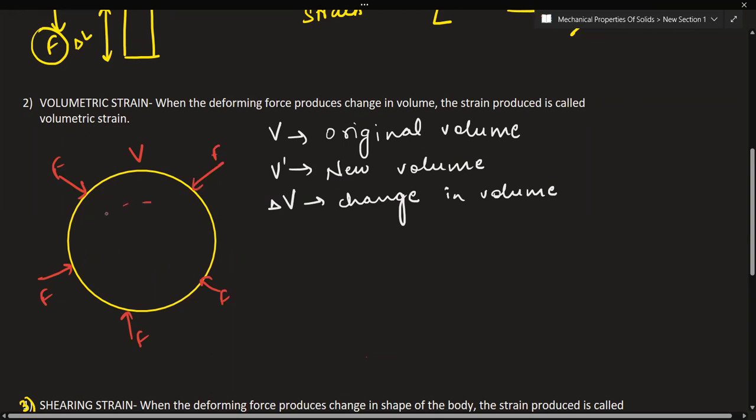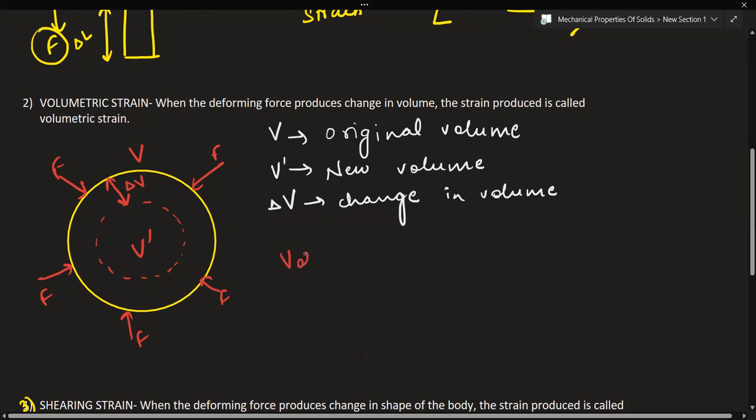Now this would definitely compress the sphere. Its volume will also get changed. Let us say that the volume of this dotted, this new sphere is V dash. V dash is the new volume. So are you able to observe this change from this yellow periphery to the center? Yes, ma'am. So this change, let us say this change is delta. Delta V is the change in volume.